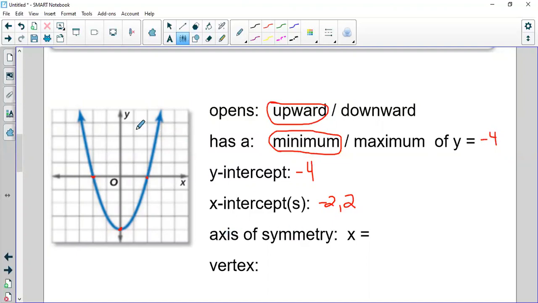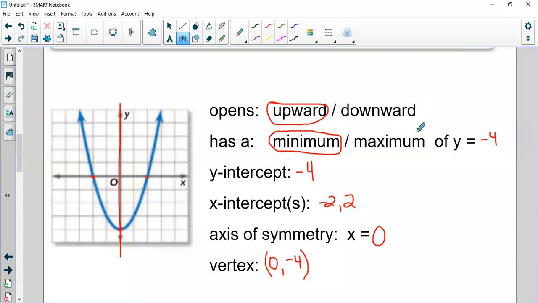The axis of symmetry, that reflection line, goes right down the middle, right on that y-axis. Well, on the y-axis, the x value is 0. And the vertex is a coordinate. Well, the vertex right there is a coordinate. X is 0 and y is negative 4. Notice that the vertex is a combination of the axis of symmetry, x value, and the minimum or maximum, y value.